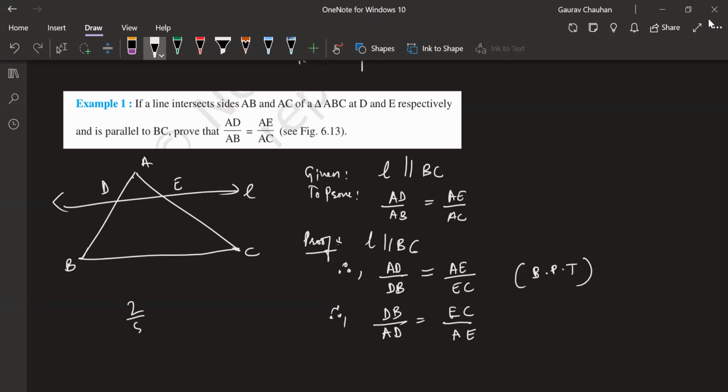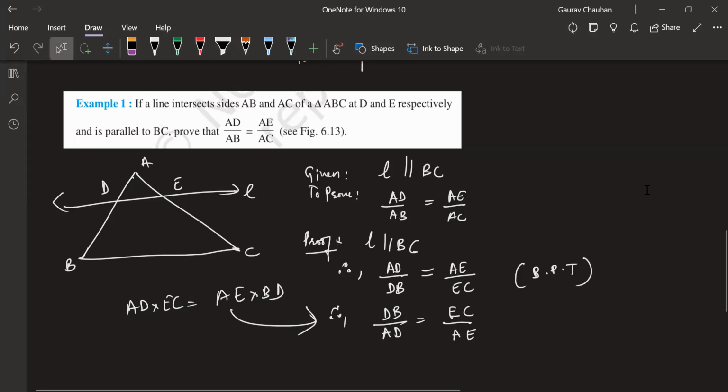What I'm doing is, if I have 2 by 5 is equal to x by y, I can write 5 by 2 is equal to y by x, right? So I've taken reciprocal on both sides. This is a simple thing. If this is confusing, you do it properly: you do AD into EC is equal to AE into BD, then next step you go here. Both are fine. That's also one way of doing it.